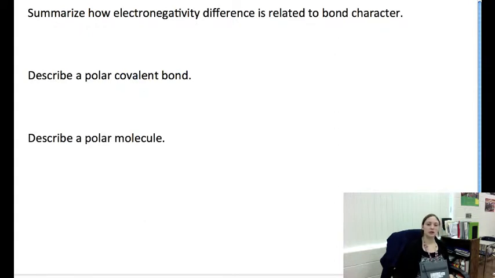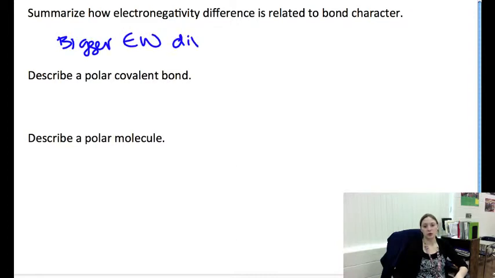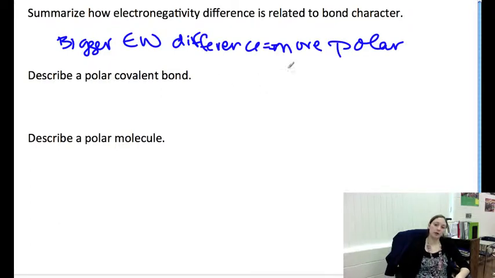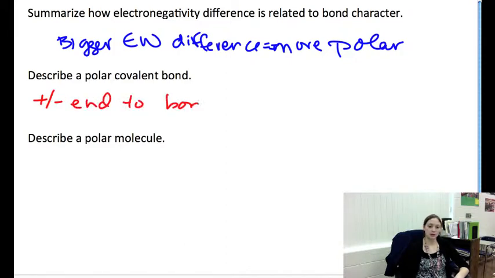Let's look at some questions. Okay, summarize how electronegativity difference is related to bond character. Well, the bigger the electronegativity difference, the more polar it is. The further and further away you get, the more polar it is until it's finally an ionic bond. Look at a polar covalent bond. That's where we have a positive, negative end to a bond. One atom wants electrons more than the other.